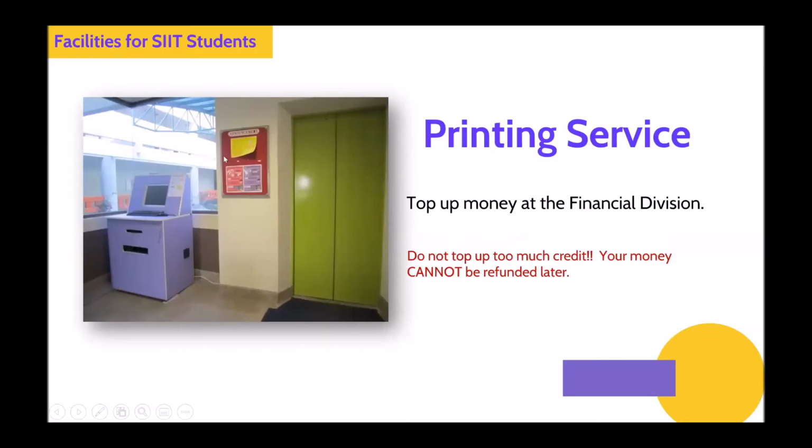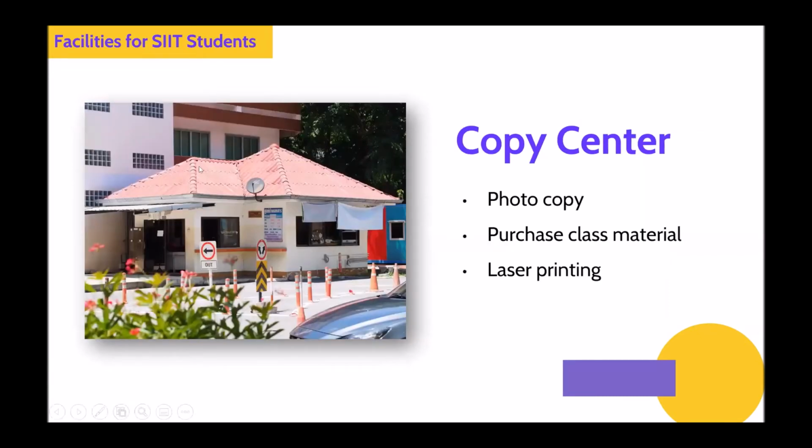Okay, so here is the printing service. To use this printing service, you have to top up money into your account, and please be reminded not to top up too much money because you cannot refund it later. All right, apart from the printing machine, we also have the copy center. It is like a small office located at SIIT Rangsit next to the main building. Here you can do photocopies, and you can also buy some class materials like paper, pens, and pencils, for example.